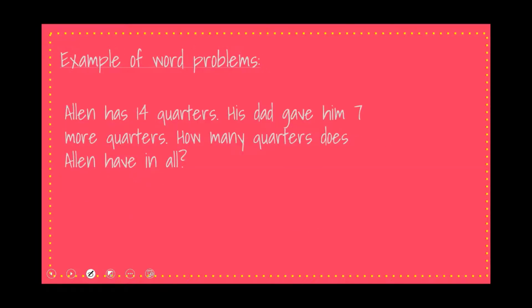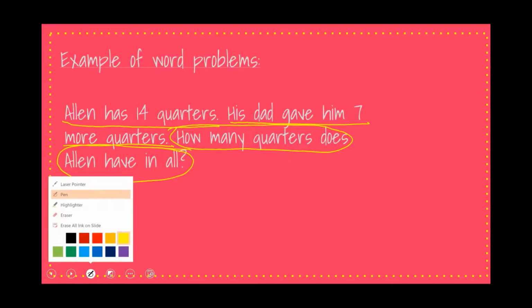Let's look at another example. Alan has 14 quarters. His dad gave him 7 more quarters. How many quarters does Alan have in all? Let's see if they followed all of the steps when writing a word problem. Did they write two sentences? Let's see, one sentence, two sentences. And did they write a question? Yes, they did. They wrote a question. How many quarters does Alan have in all?